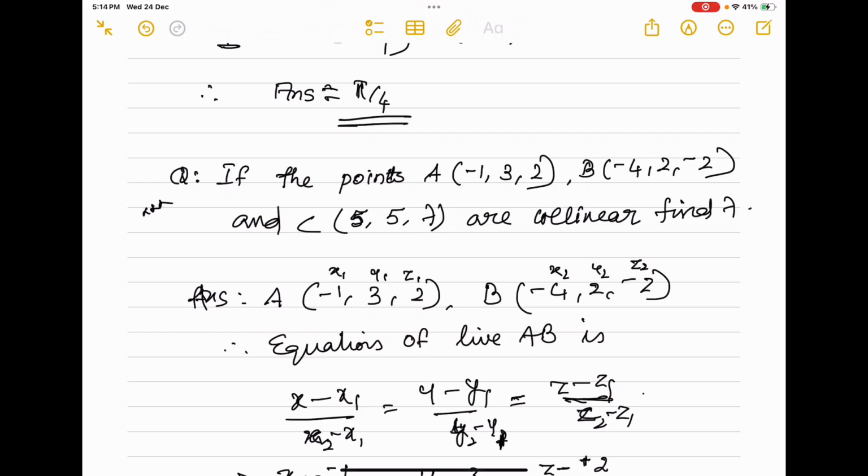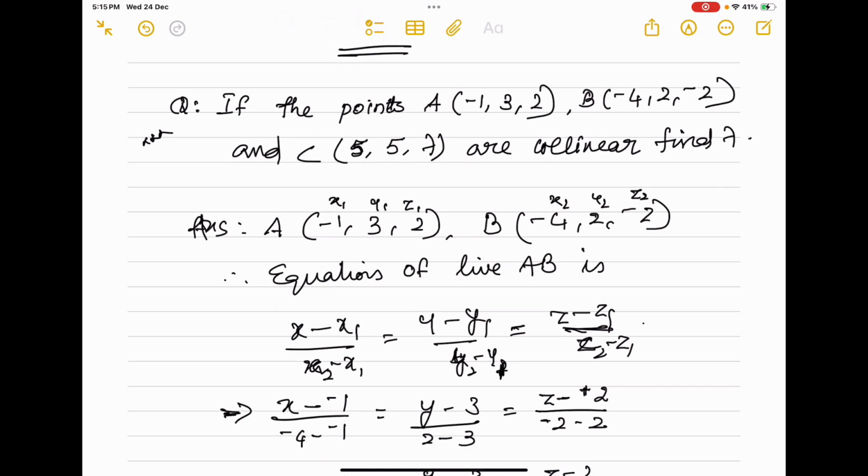Here we are going to write the Cartesian equation of the line passing through two given points (x1, y1, z1) and (x2, y2, z2). What is that? (x minus x1) by (x2 minus x1) equal to (y minus y1) by (y2 minus y1) equal to (z minus z1) by (z2 minus z1). That is, we can apply the values of x1, y1, z1, x2, y2, z2 here.